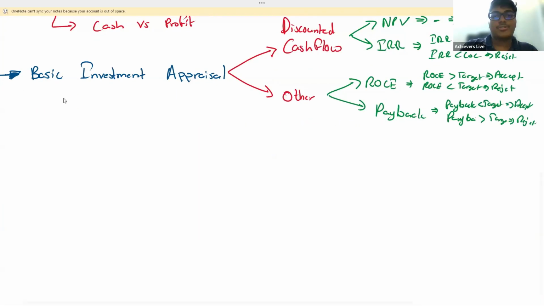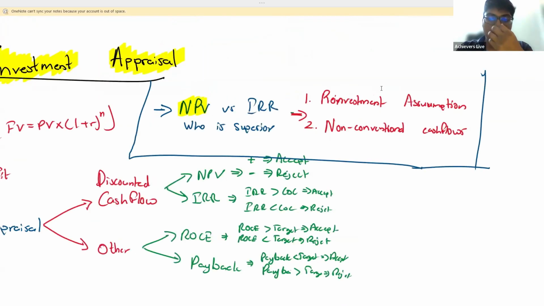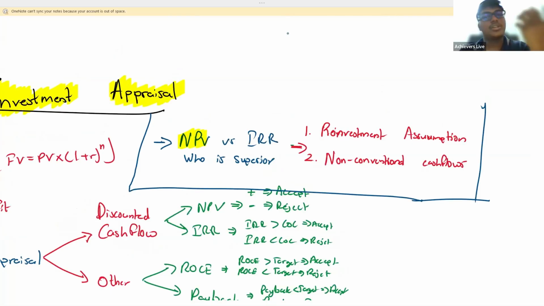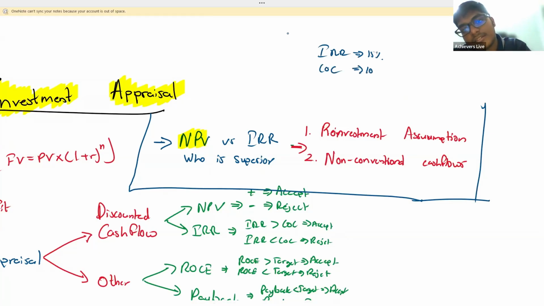Next thing which we are going to look at, reinvestment assumption again. So let's assume IRR is 15%. Cost of capital is 10%. When we are doing the IRR calculation, we are assuming whatever cash flows we are getting, for example year one cash flow is $10,000, we will not be withdrawing this cash inflow.